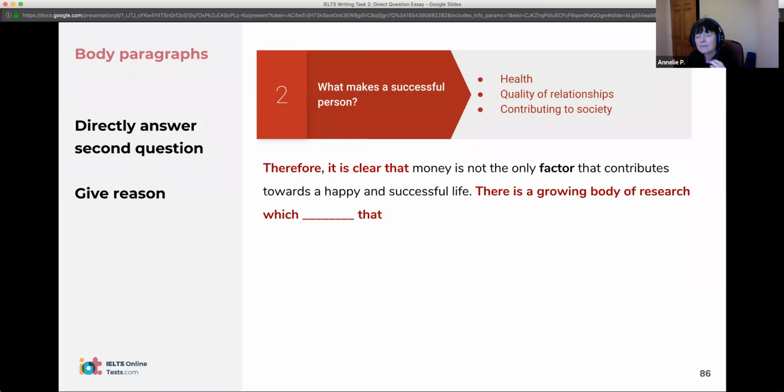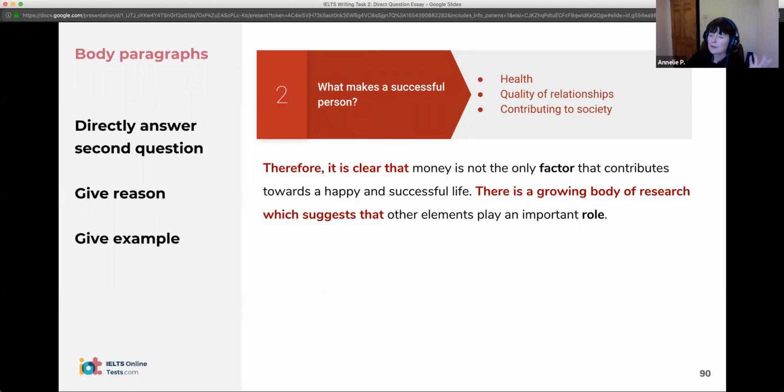So give a reason. So again, we've got a nice, very academic way of introducing. Here it's more research than people's beliefs. So that gives us another angle to look at. So there's a growing body of research which, okay, states is very nice, proves, suggests, Angel, very nice, reveals, indicates. Okay, these are all very nice expressions. We've gone for suggests. Okay. That other elements play an important, okay, very good. You got your good collocation there, play an important role. Okay. So now we need to get a bit more specific. Okay, so we've got an example.